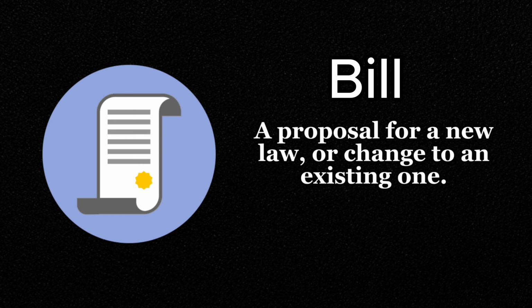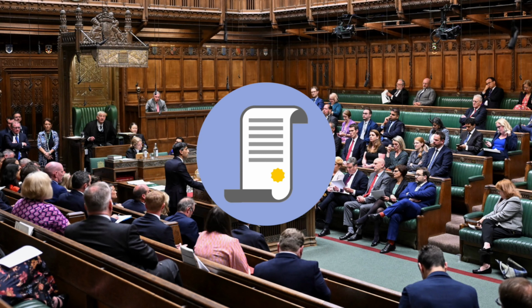So how are laws created? Well, the lawmaking process usually begins with a bill, which is a proposal for a new law or a change to an existing one. It's formally read in the House of Commons without a debate, and that's called the first reading. And then during the second reading, MPs have a debate over it and decide if the law should continue.